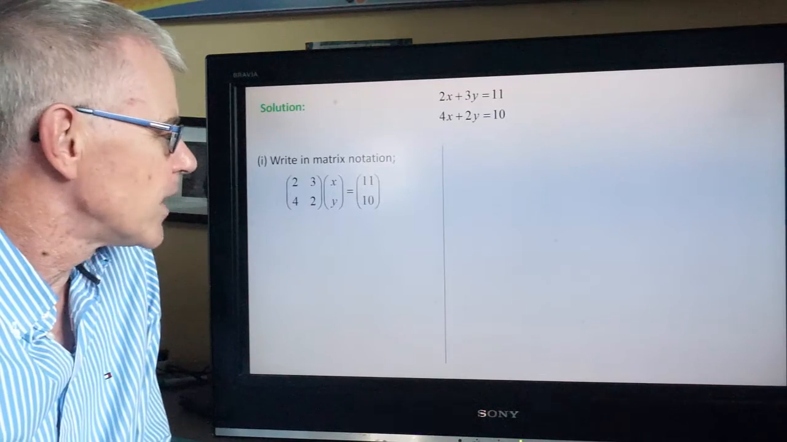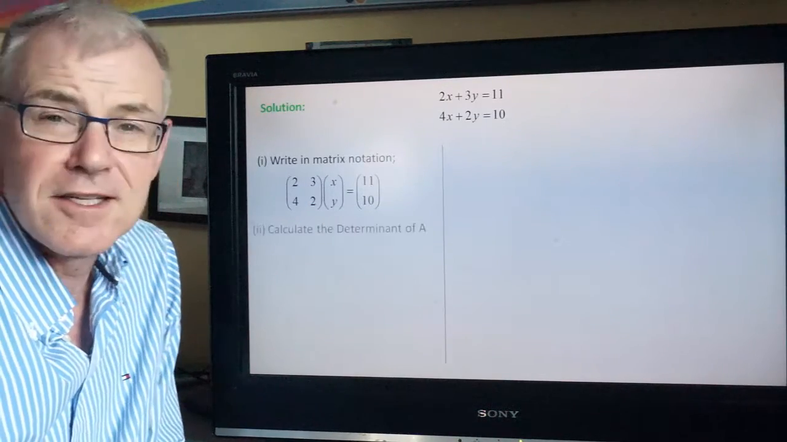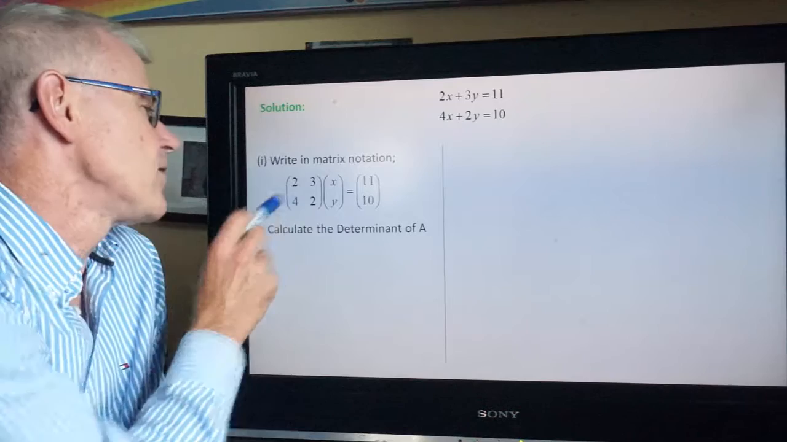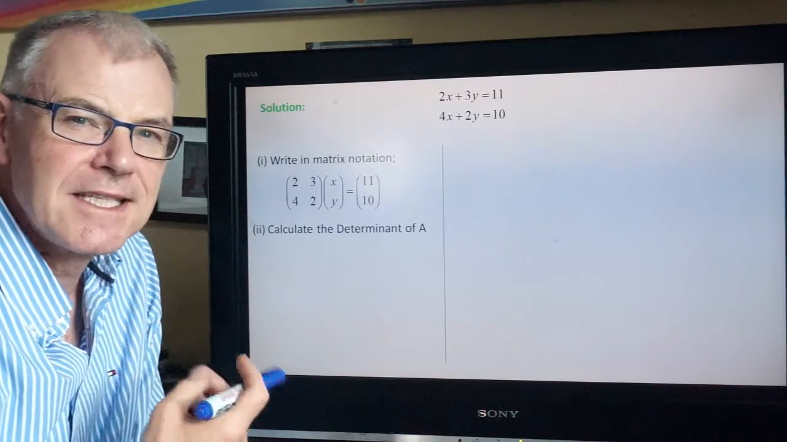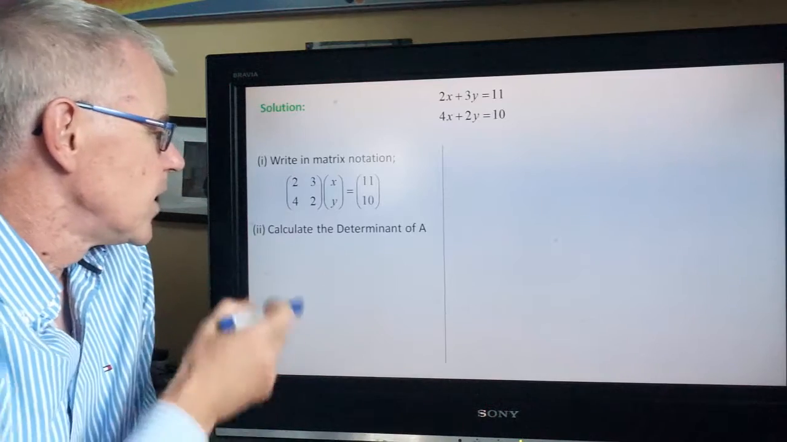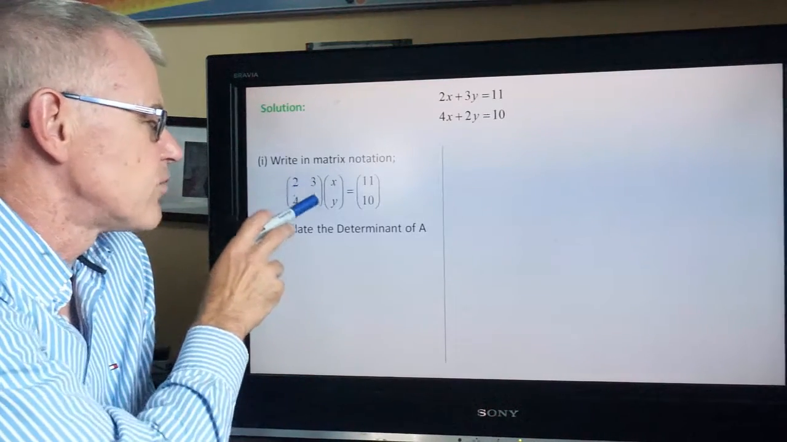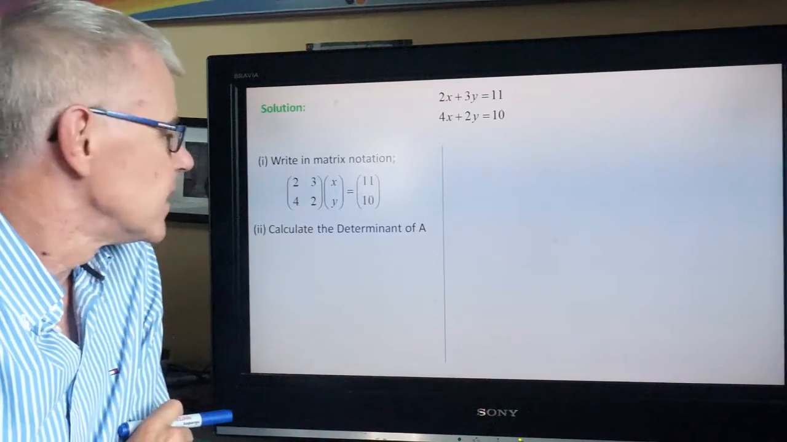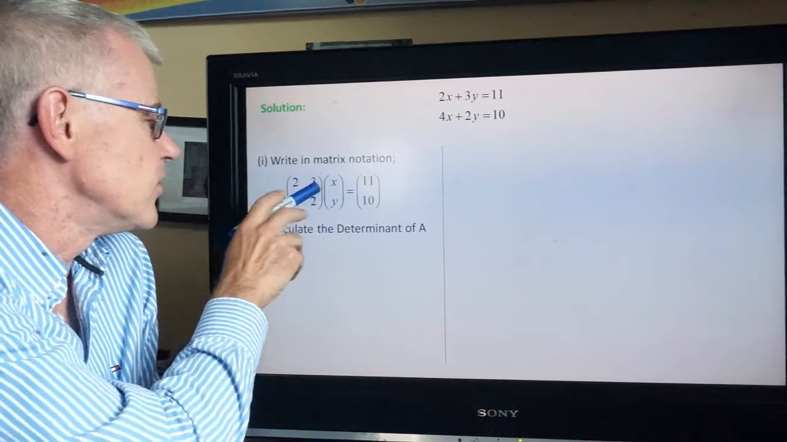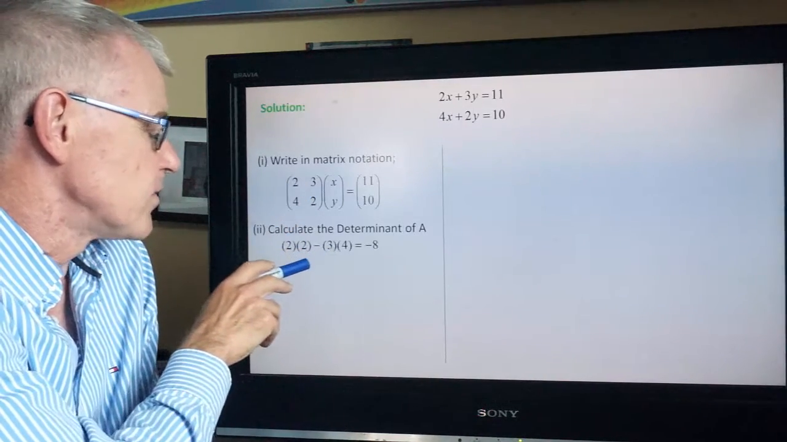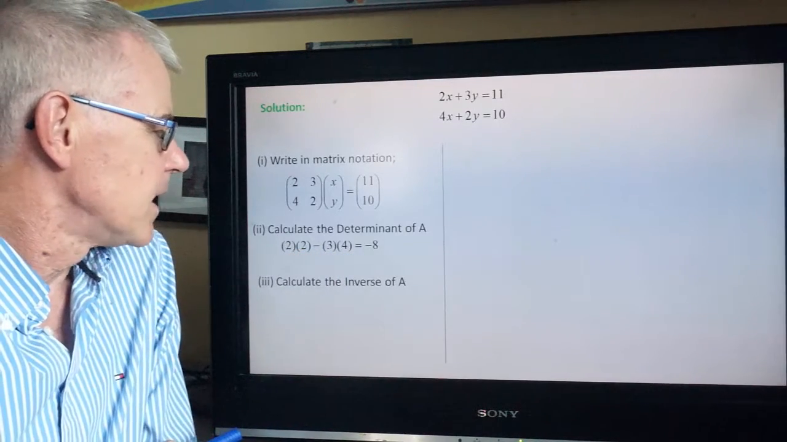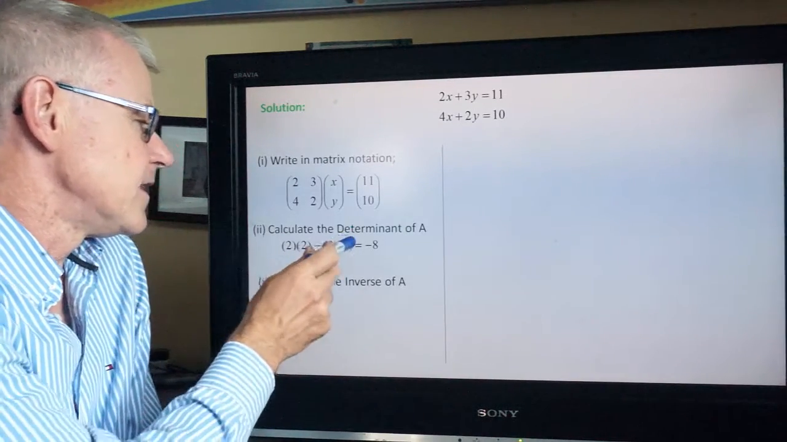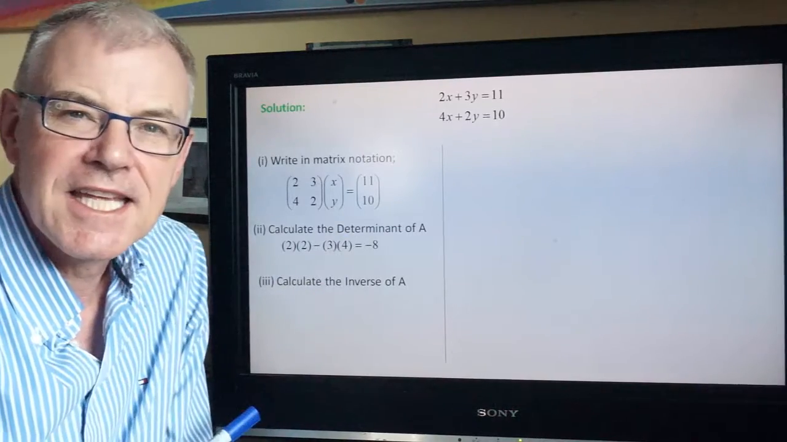Now, before we do that, we need to calculate the determinant of A. So let A be equal to the matrix 2, 3, 4, 2. And if you remember, to get the determinant of a matrix, we get the difference between the product of the diagonals. So in this case it'll be 2 times 2 minus 4 times 3, which will be 4 minus 12, which is minus 8.